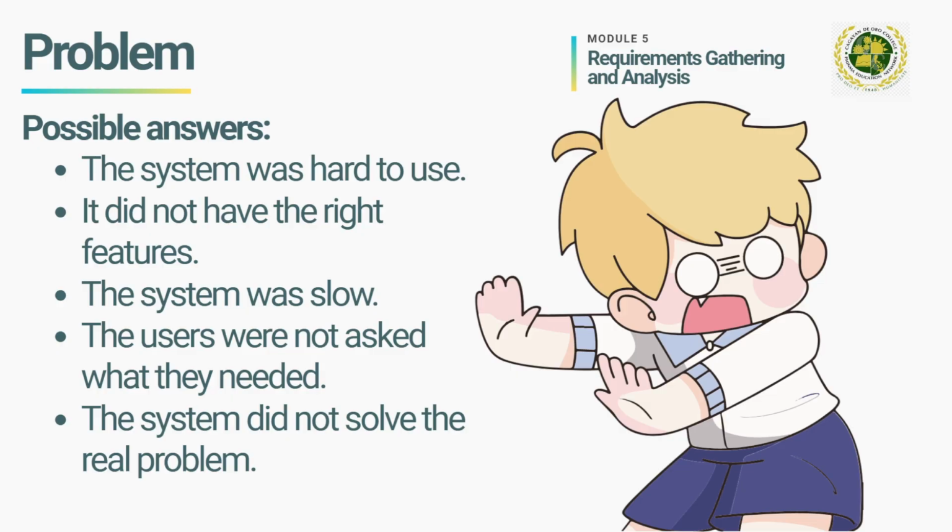Next is the users were not asked what they needed. There's no communication involved in the process of building the project. Next is the system did not solve the real problem. So they're basically spending, which is the worst possible scenario. They spent so much on a project that they didn't even use because it didn't solve the problem in the first place. That is why it is important to do this Module 5, which is requirements gathering and analysis.